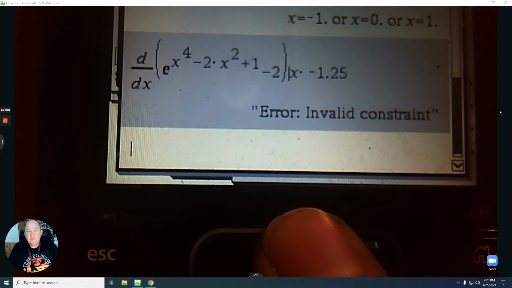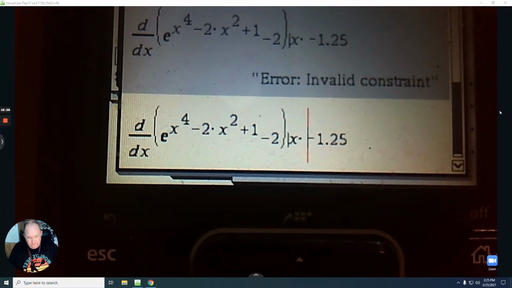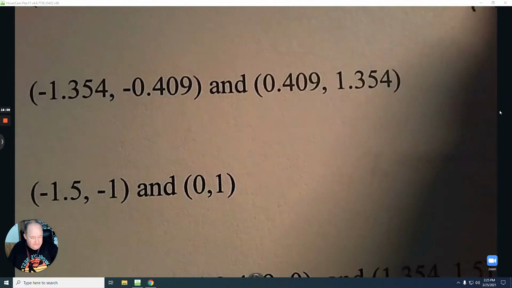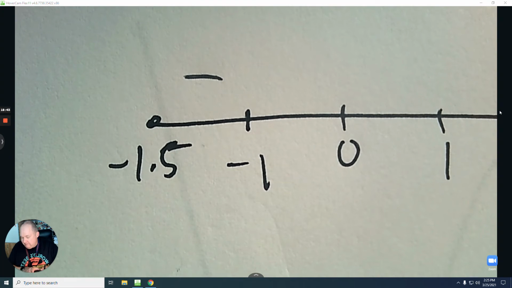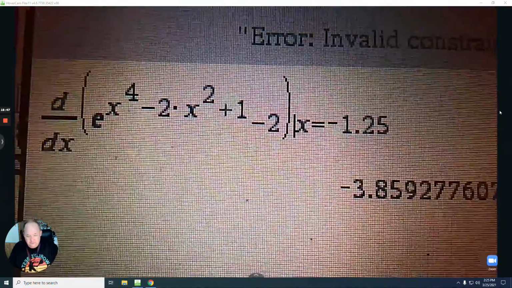There we go. So at -1.25, the answer is negative. We're just going to go back and forth. Once you have it typed in, it'll be simple. So that's negative. Now plug in a number between -1 and 0. So we already did the silly work here of typing it all in.